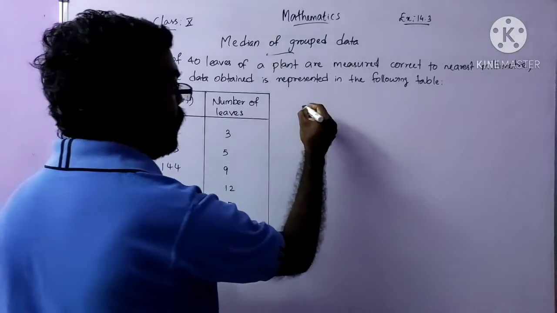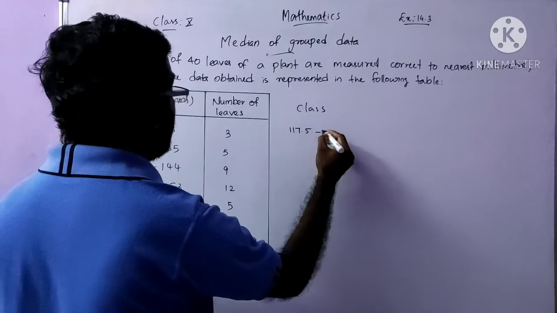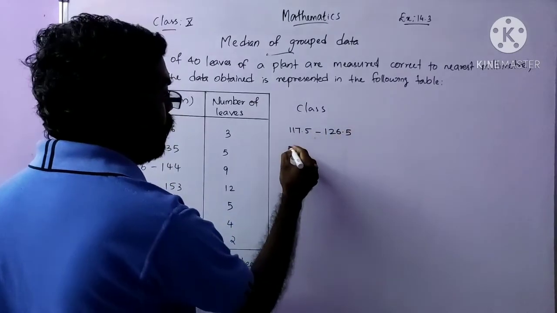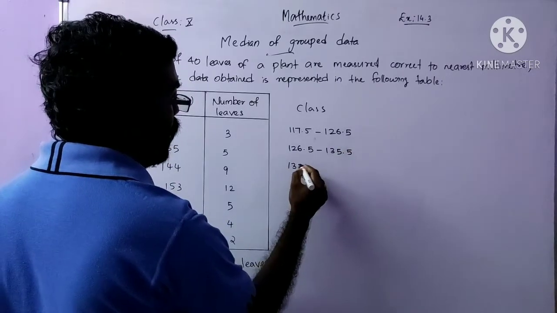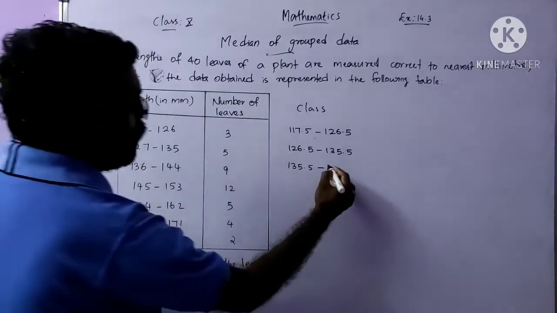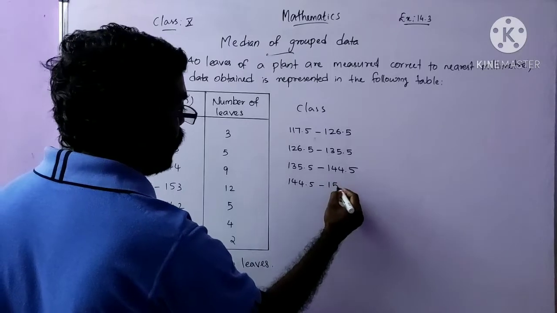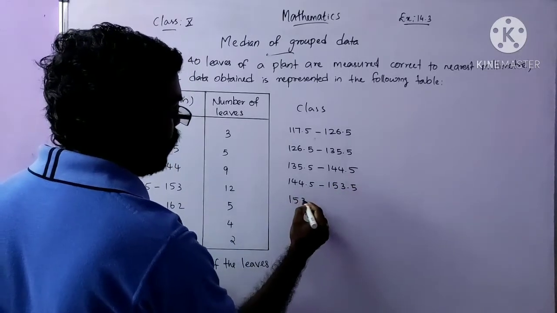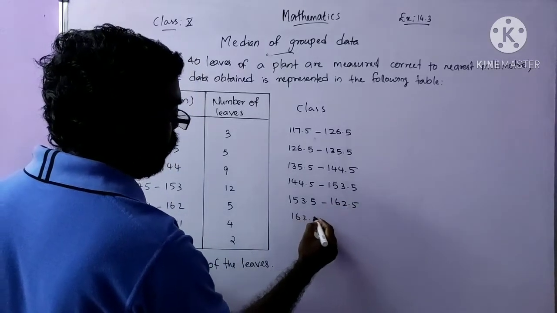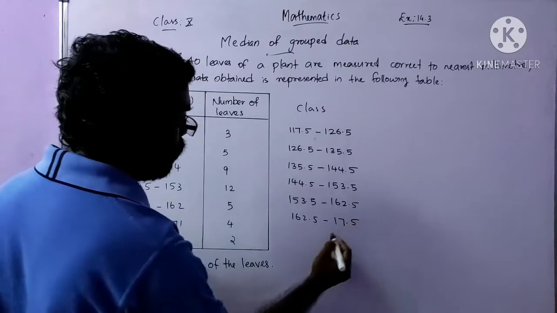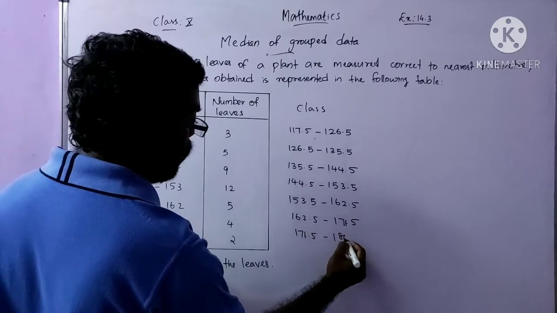Okay. So we can write the class intervals as 117.5 to 126.5. Then 126.5 to 135.5, 135.5 to 144.5, 144.5 to 153.5, 153.5 to 162.5, 162.5 to 171.5, 171.5 to 180.5.